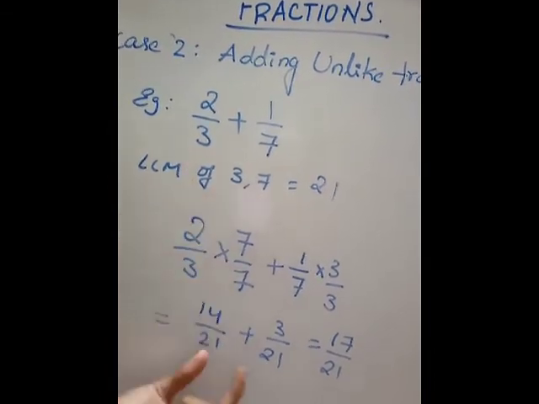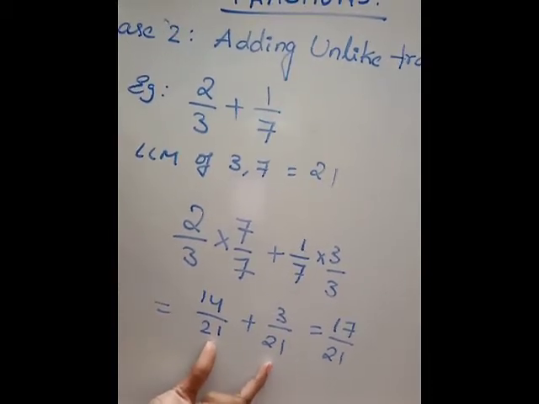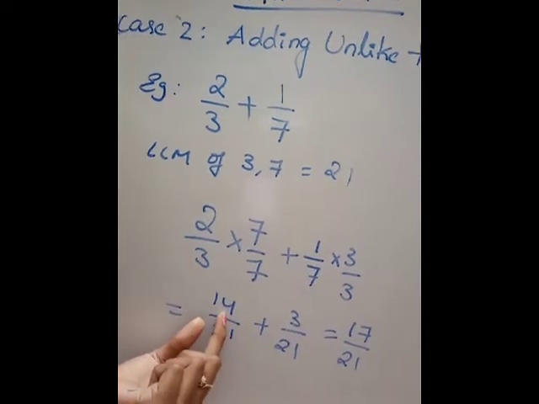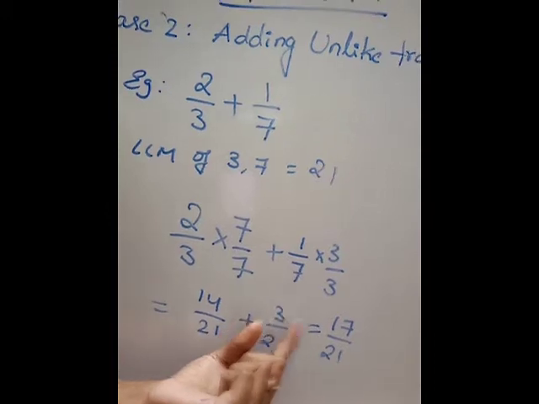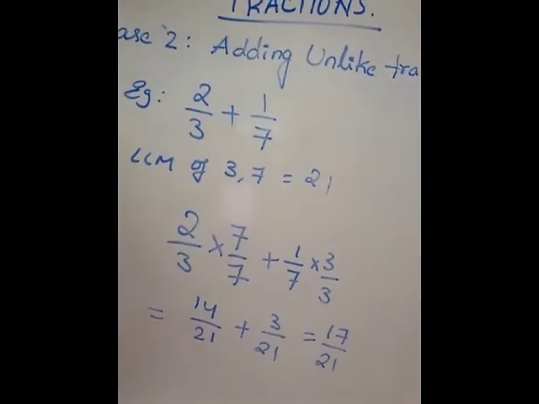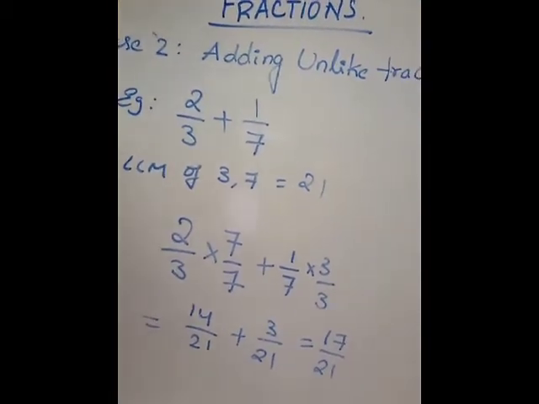Now these two are like fractions having the same denominators. Add the numerators. What is the numerator here? 14. What is the numerator here? 3. So 14 plus 3, 17. 17 by 21. I hope you understood this, adding the like fractions.